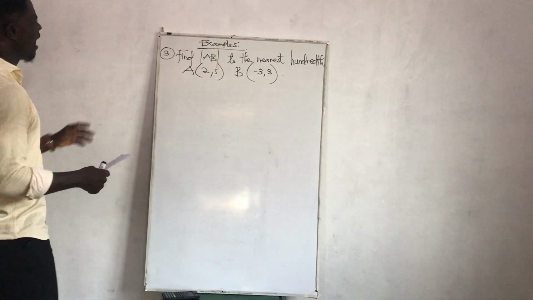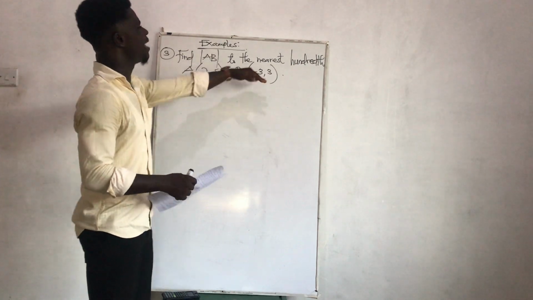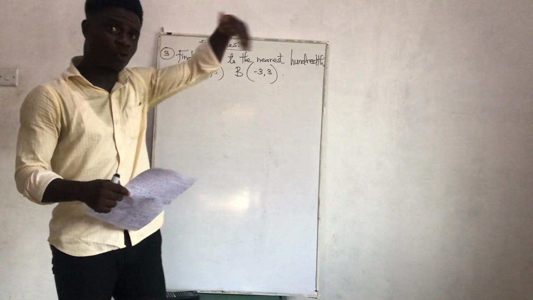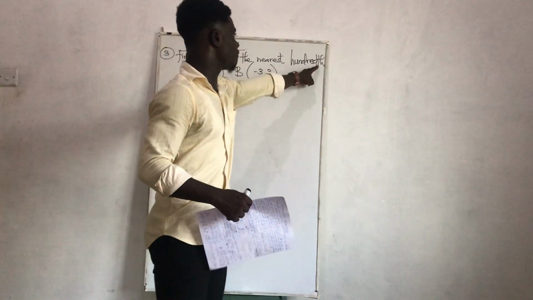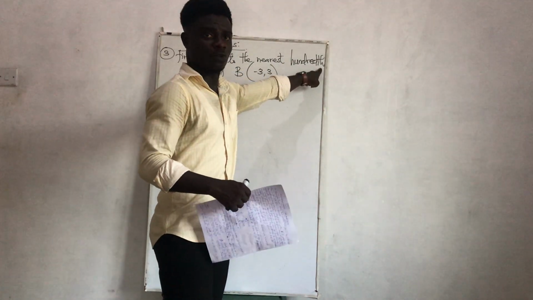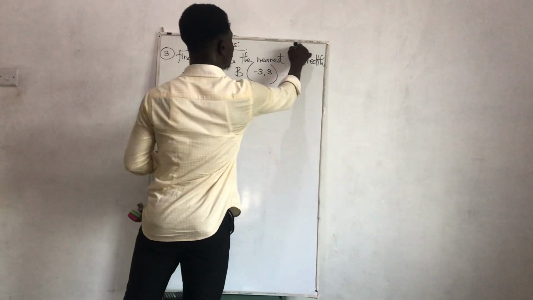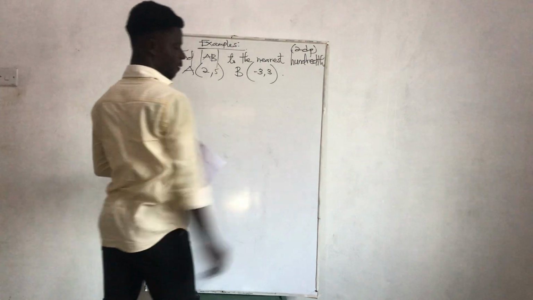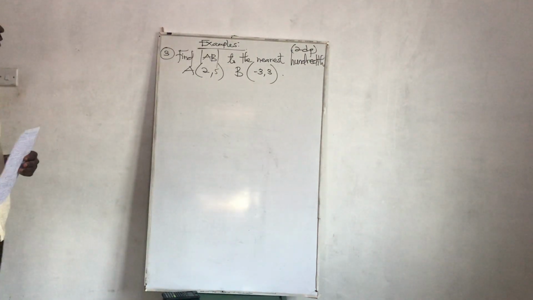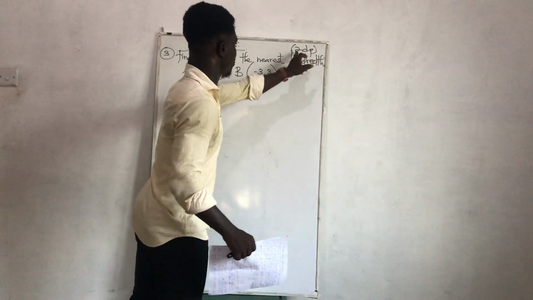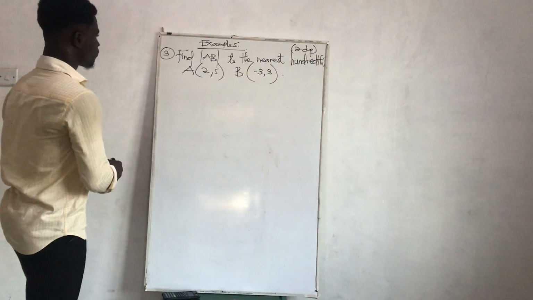Alright, so find the length of AB to the nearest hundredth. To the nearest hundredth means we are talking of decimal places, which is 2 decimal places here. So find the length of AB to the nearest hundredth, which is 2 decimal places.